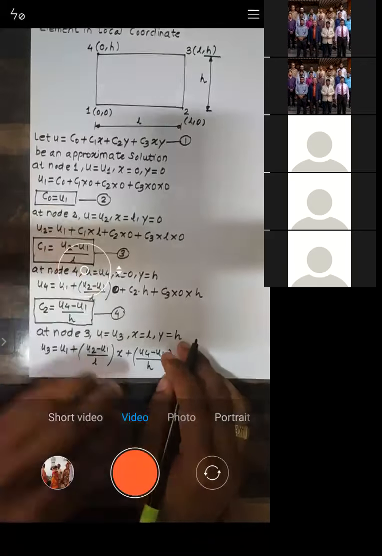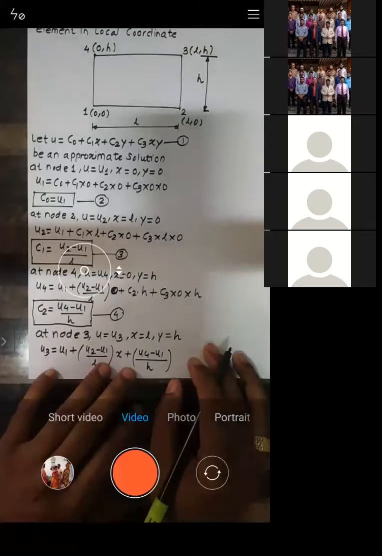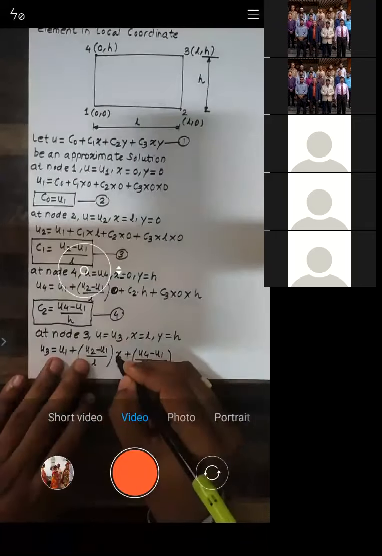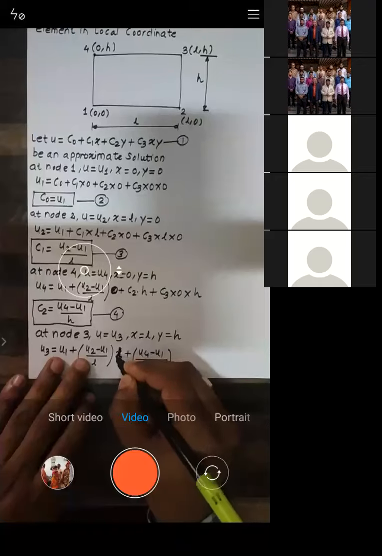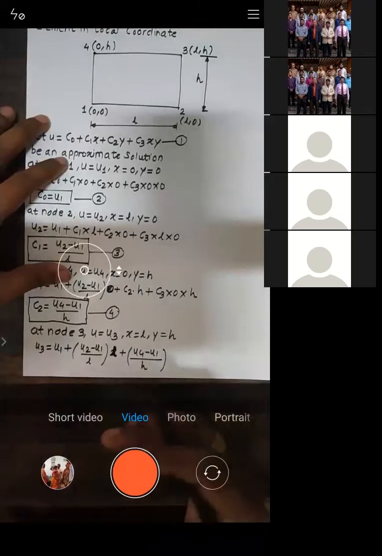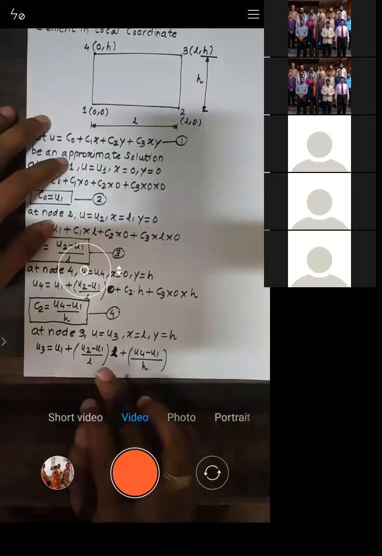Sir, X's value is L, right? Which? X's value. So what I will do, should I put it here only? I will put it here only. Not a problem. Otherwise, we have to put one more step. Like this, I will put the value of X directly here only.